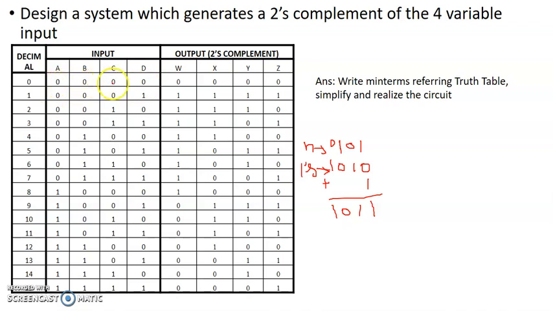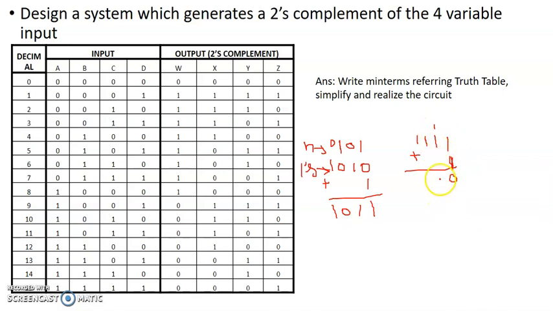The 1's complement of all 4 zeros is all 4 ones, correct? Now in order to get the 2's complement, add 1 to this. When we add 1 to this, 1 plus 1 is 2, and since it is a binary addition, we are not going to write it as 2. It is 1, 0. So 0 here, 1 is carry.